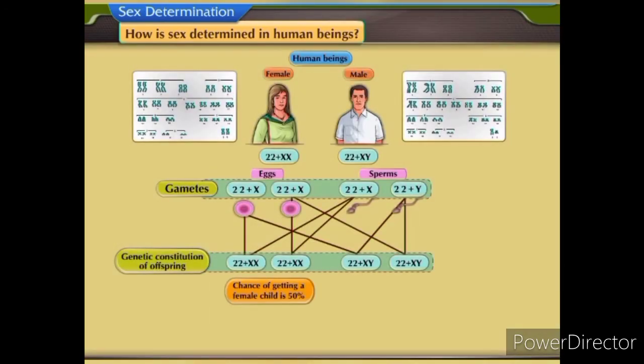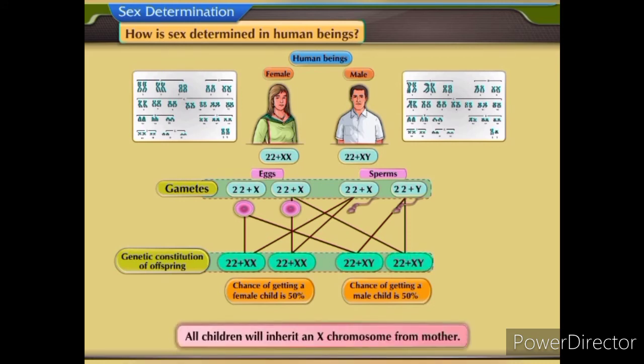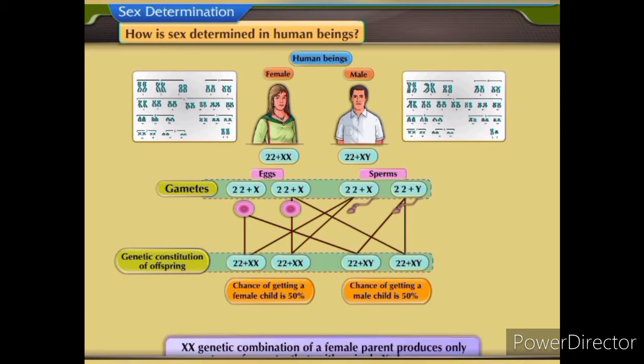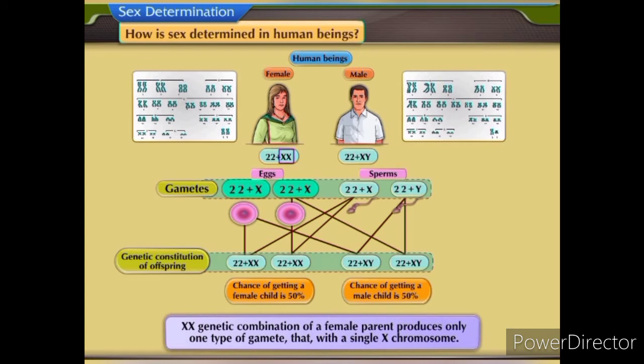Thus, the chance of getting a female child is 50%. That is, 2 out of 4 offspring will be females. Similarly, the chance of getting a male child is also 50%. That is, 2 out of 4 offspring will be males. From this, it is clear that all children will inherit an X chromosome from their mother, irrespective of whether they are boys or girls. This is because the XX genetic combination of a female parent produces only one type of gamete, that with a single X chromosome.